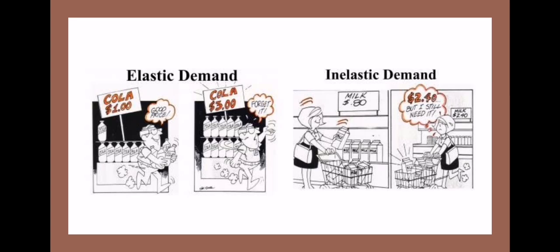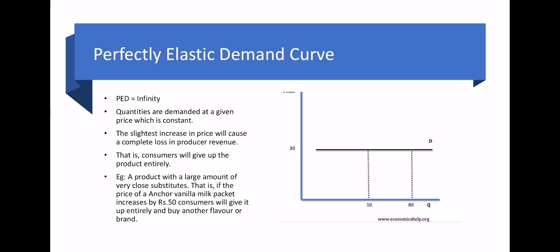Now there are different types of demand elasticities that we have to learn about. Now this cartoon is a clear depiction of the two main types of demand elasticities. Alright, so take a good look, because we are going to learn the theories now. Alright, perfectly elastic demand curve. Take a good look at the curve. It's a horizontal straight line. Now what this means is that the PED is infinity at every single point along this curve.